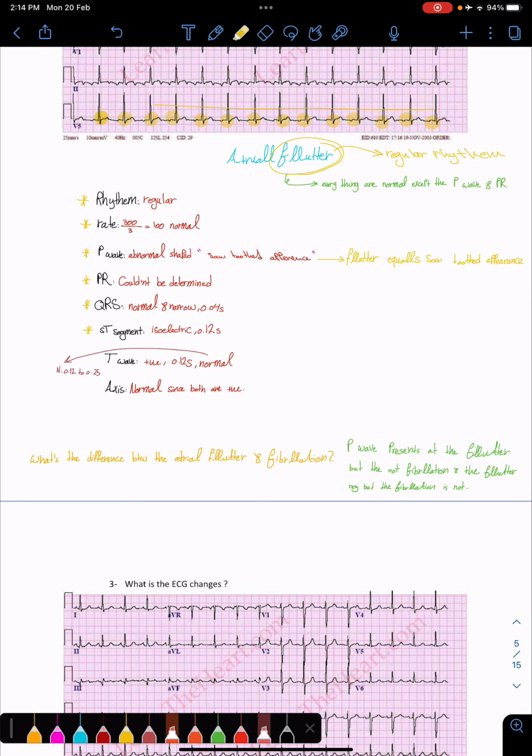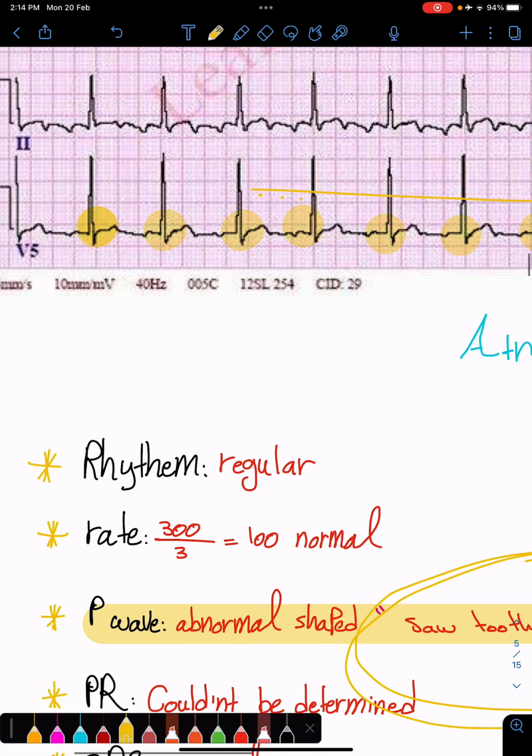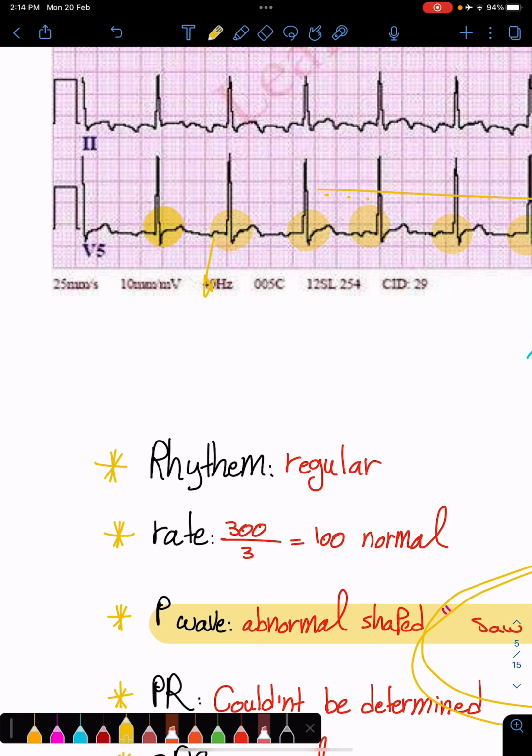There's something we have to appreciate about the P wave: its abnormal shape, which is a sawtooth appearance. This is so prominent here. Notice just the P wave. Once you see an abnormal P wave, that indicates a problem in the atrium. Here the P waves have a sawtooth appearance, which takes the shape of a saw. So this indicates flutter.